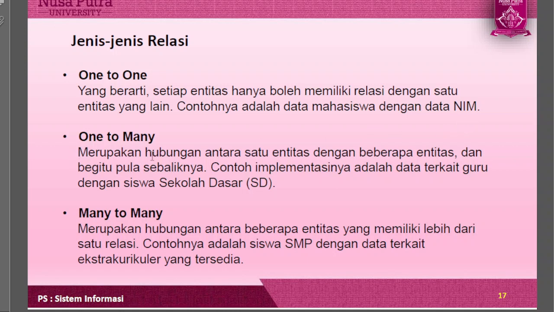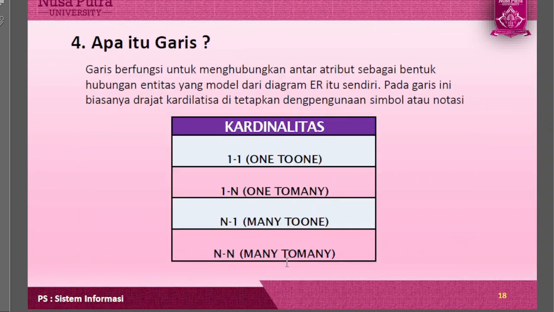And one to many means satu ke banyak. For example, the lecturer with the students in the class, right? Only one lecturer and a lot of students. We call it a one to many relation. And then the third is many to many. For example, the students and the courses in the college. Okay.